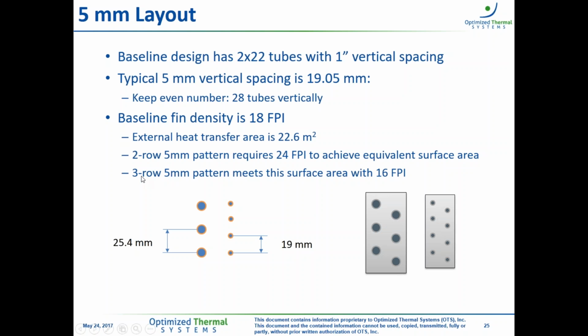But we can also imagine a 3-row design with 5 millimeter tubes where we have 3 rows in the airflow direction. And because that gives us more depth in the airflow direction, we're able to achieve the same surface area as the baseline with just 16 fins per inch. So both of these are viable options that we can consider that would give us roughly the surface area that we're looking for and fit within the enclosure that we're focused on.